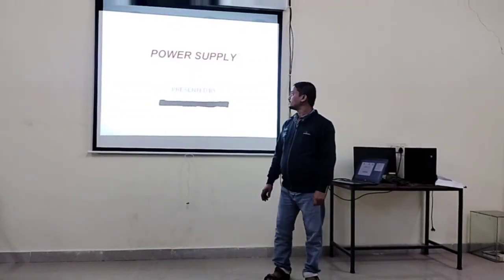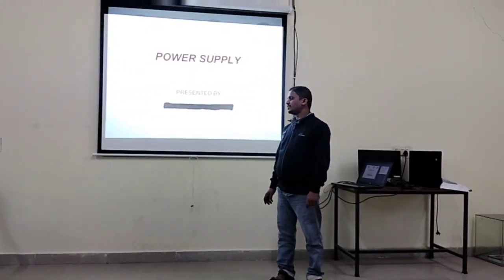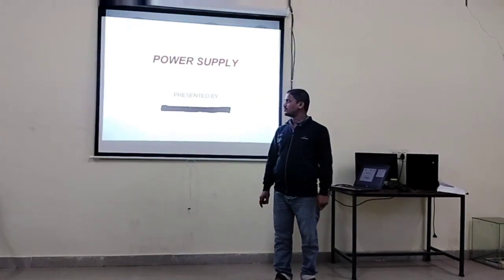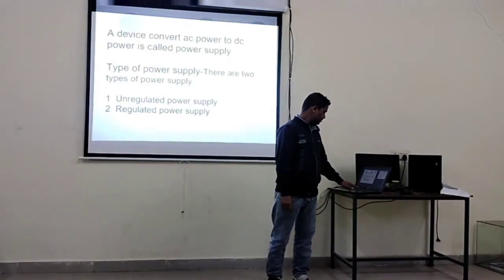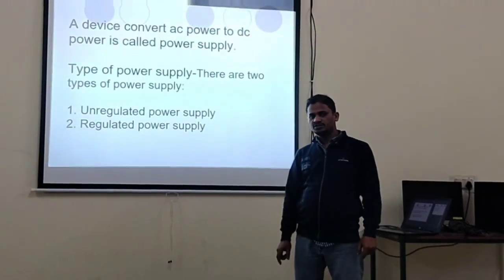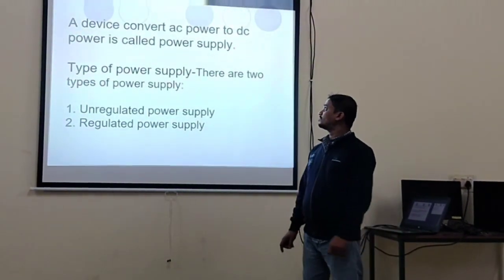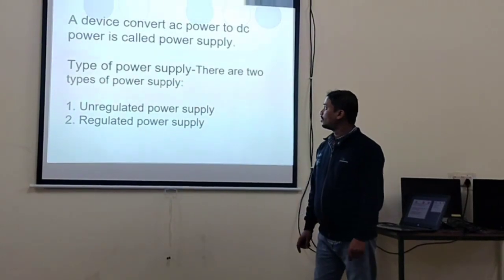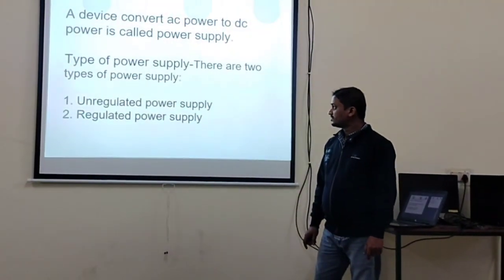Let us start power supply of analog electronic circuit. What is power supply? The power supply means conversion of AC to DC signals. A device that converts AC power to DC power is called power supply. That means the type of power supply.